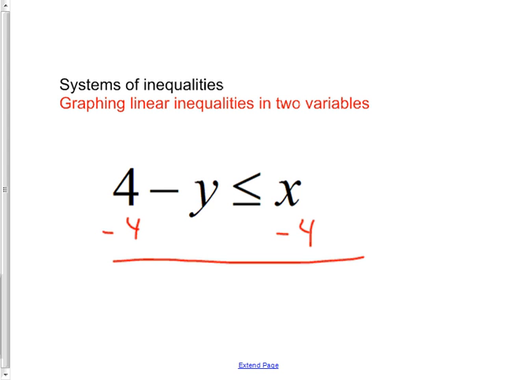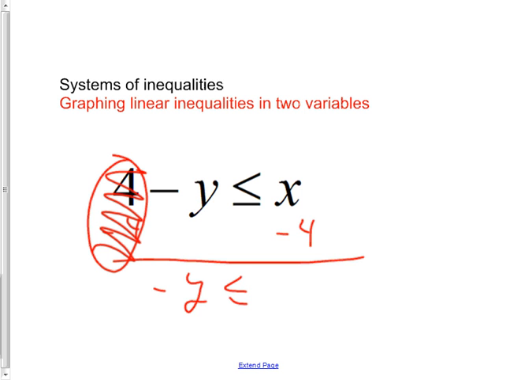Really common mistake is people think, oh, that's a negative 4, so I'm going to add 4. Wrong. That negative is on the y. So when we subtract 4, we're getting rid of the 4, and the 4 is gone. But you still have the negative. It's negative y is less than or equal to x minus 4. So now what? You can divide by a negative, or you can... Come on, what's the other way to get rid of that negative sign?